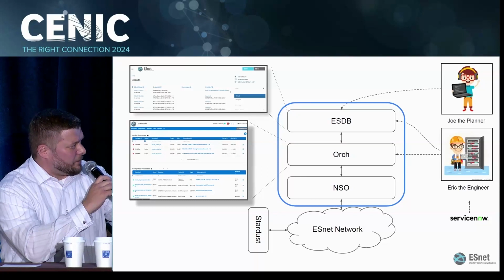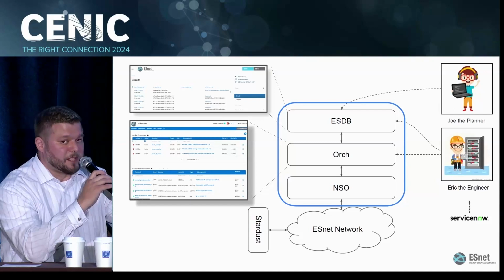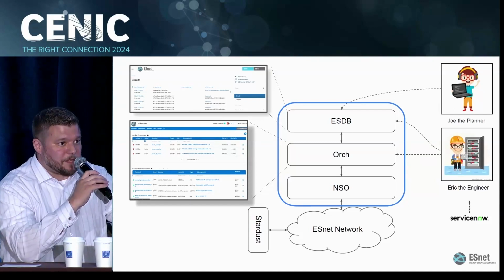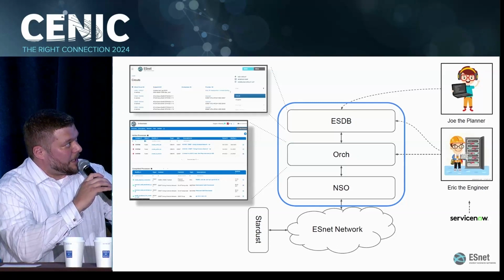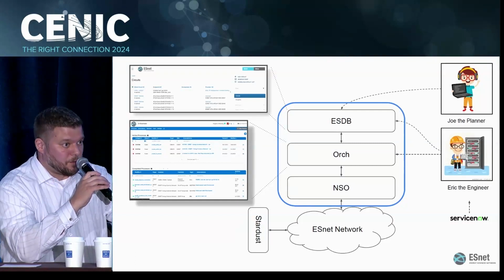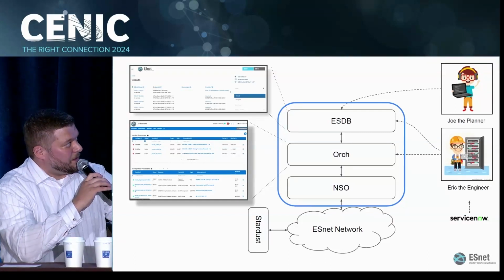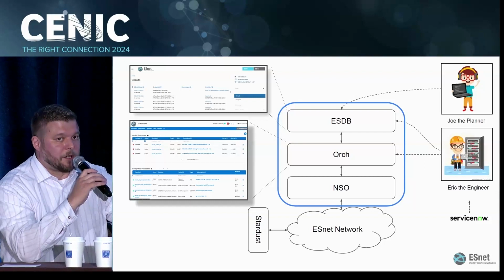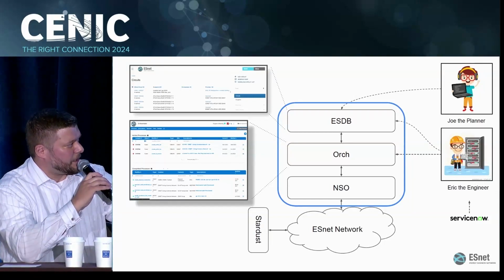So this is basically what we call the OCD stack. It's composed of 3 main components. It's ESDB, which is our equipment database, where all the planning information goes in. Then we have the workflow orchestrator, which is an open source tool. So this tool we use to apply intent. And then finally, on the bottom, directly talking to the network, we use the Cisco Network Service Orchestrator.